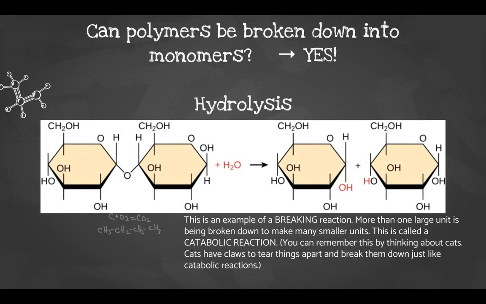So can we go the other way? Can we take polymers and break them down into monomers? Can we take those large pieces and turn them into small little subunits? Yes, absolutely. It's a reverse reaction. You'll see this is exactly the opposite picture that we just looked at. This reaction is called hydrolysis.